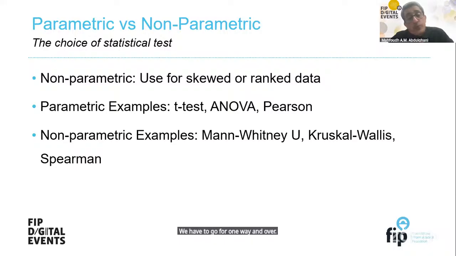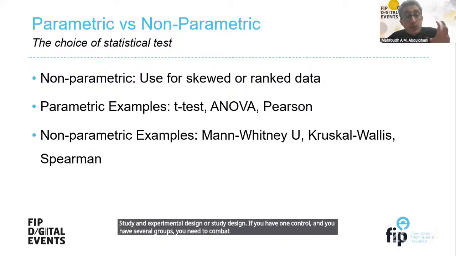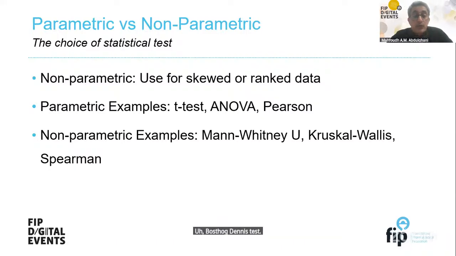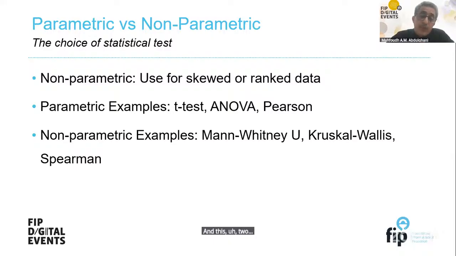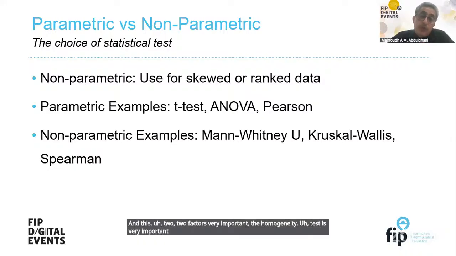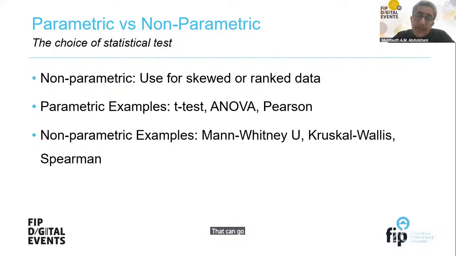For a parametric test, we have to go for one-way ANOVA if our groups, depending on your study and experimental design or study design. If you have one control and several groups that you need to compare to the one control, then we can go for a post-hoc test. If you want a multi-comparison, maybe we can go for another test. And these two factors are very important. The homogeneity test is very important to select which type of post-hoc test to use for a parametric test.